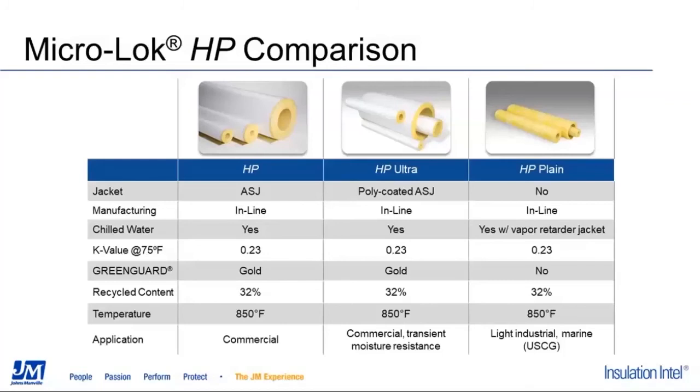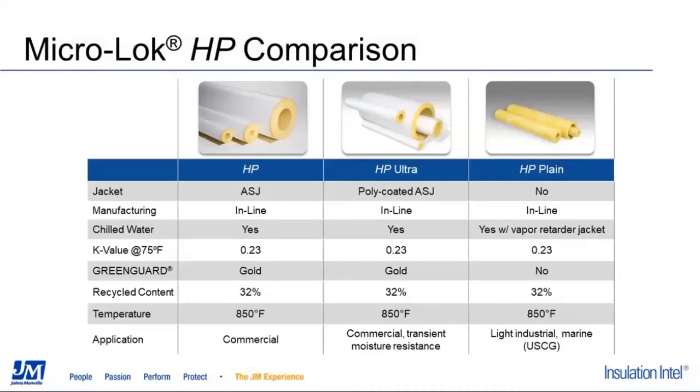And with proper installation procedures, all 3 offerings can be used in chilled water applications. Of course, with the Plain offering, you would need to install a vapor retarder jacket with it. And at the same thickness, all 3 products offer the same thermal performance. And then due to that factory installed jacket on Microlock HP and HP Ultra, these 2 offerings meet GreenGuard Gold certification. And you can see that we point out the recycled content of our fiberglass insulation. That number is third-party certified, and you can find the recycled content of all our various fiberglass products on their respective data sheets on our website.